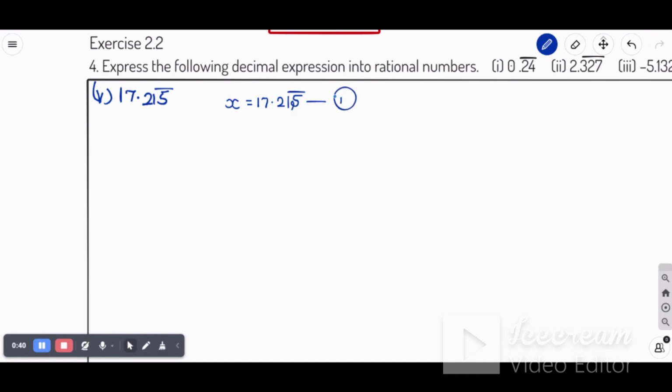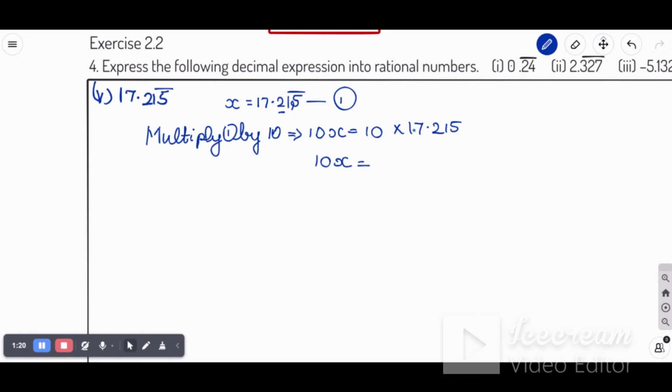So let us take this as equation 1. So since it is not repeating, what is your next step? Yes, your next step is you have to multiply and take the non-repeating digits out. So how many non-repeating digits are there? After the decimal point, you have got only one digit. So multiply by, yes, 10. So if you multiply the first equation by 10, 10x is equal to 10 into 17.215.